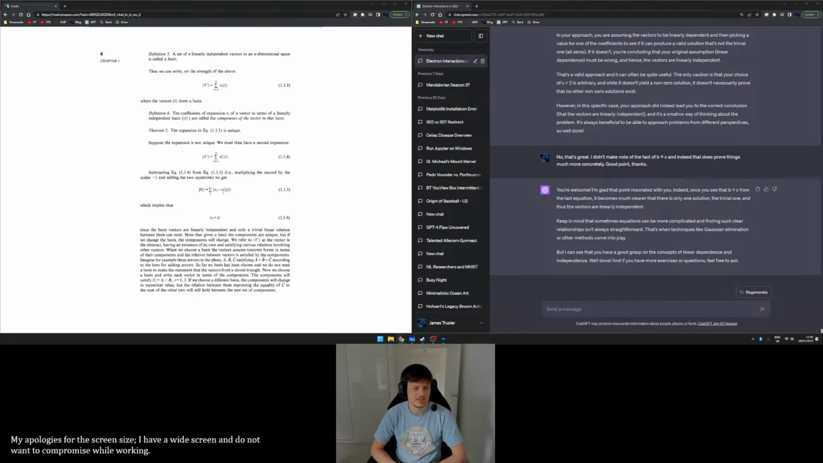Since the basis vectors are linearly independent and only a trivial linear relation between them can exist, note that given a basis, the components are unique. So because it's linearly independent, the components are unique. The coefficients are unique. And so if we add another one, it still doesn't matter because it's still unique and it's still multiplying by the original one. But if we change the basis, the components will change.